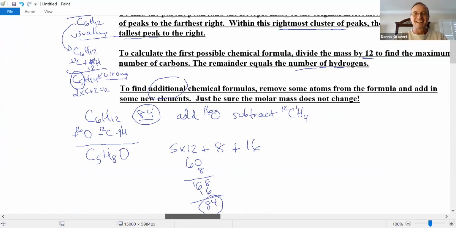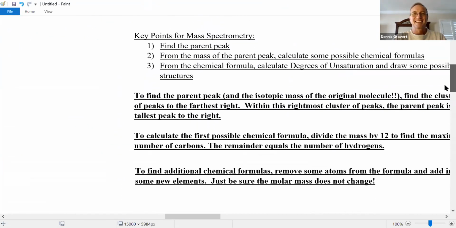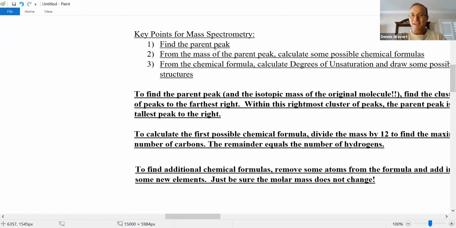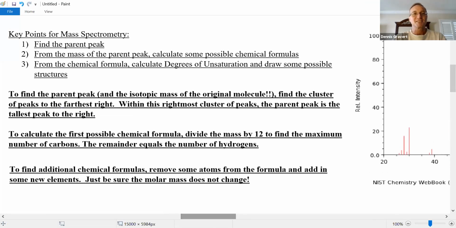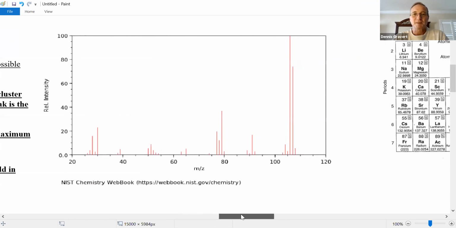All right, let's analyze another one. Same idea, find the parent peak, calculate some possible formulas, then the degrees so you can draw. All right, so new mass spectrum. Step one, find the parent peak. Find your clusters. Here's a cluster, there's a cluster, here's a cluster, farthest to the right. Find the biggest peak. Here it is. That's my parent peak. Or is it?